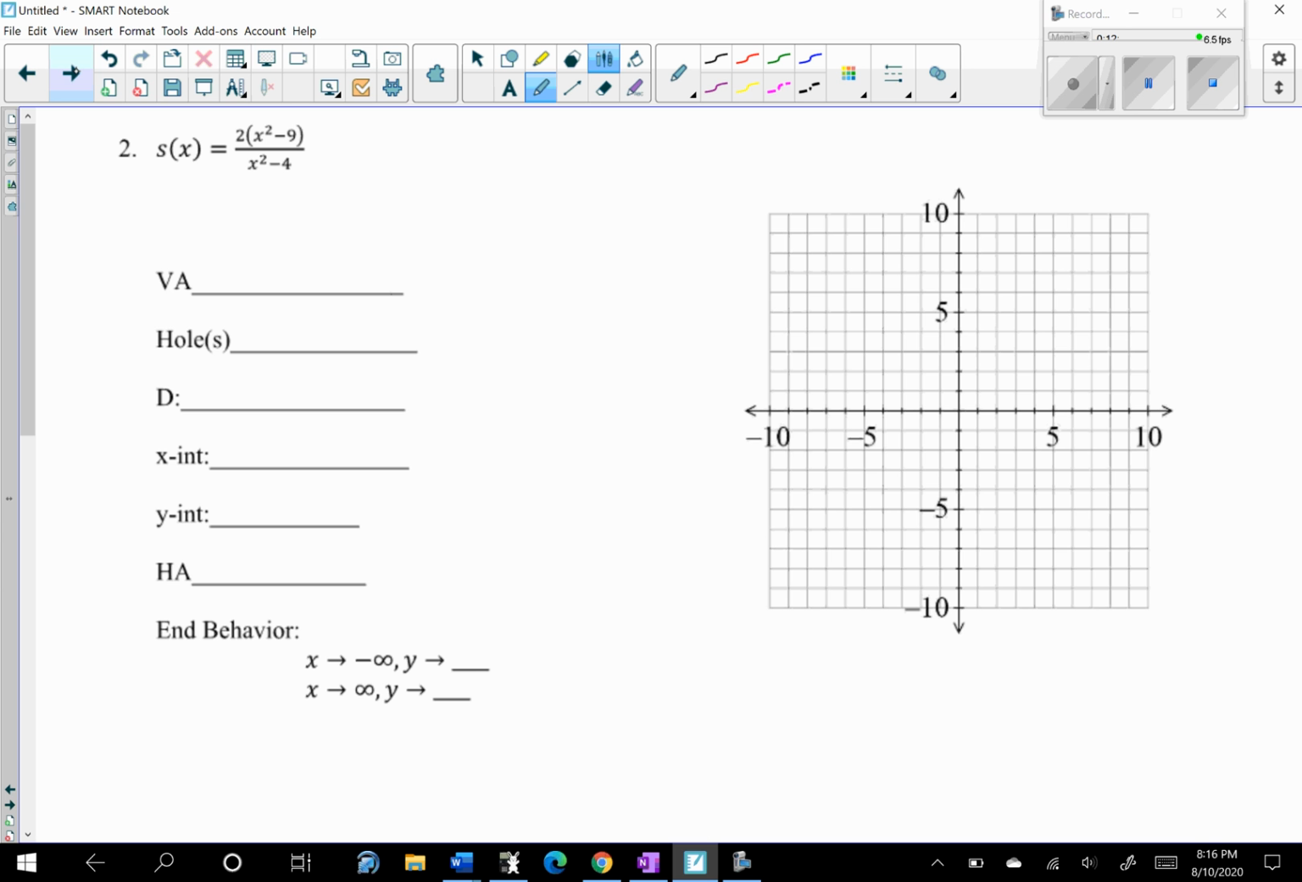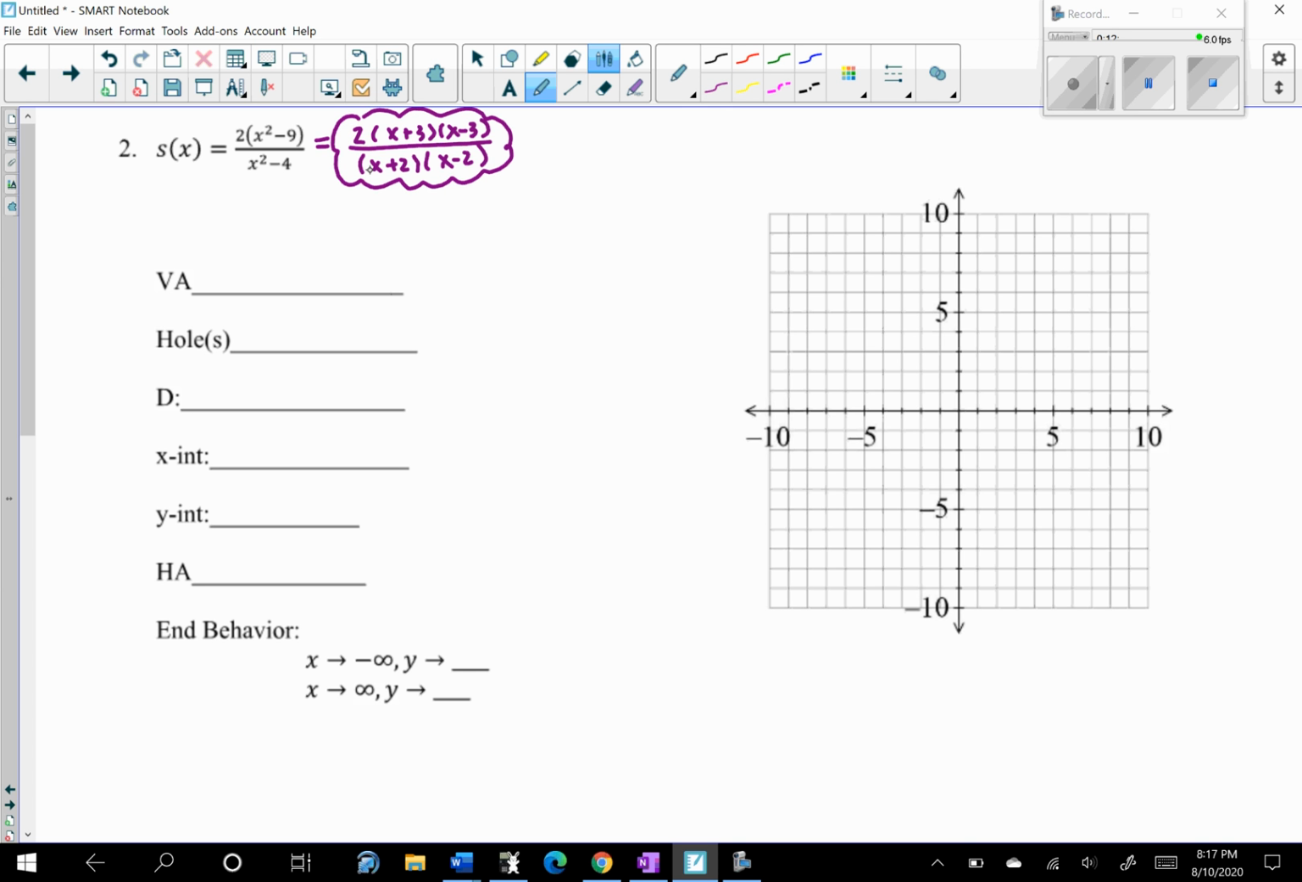So for question number 2, same thing. We are going to first go ahead and factor the numerator and denominator. We can see that this is the difference of two squares. So that factors into x plus 3 times x minus 3. And in my denominator, that factors into x plus 2 times x minus 2. And so that does not simplify any further.